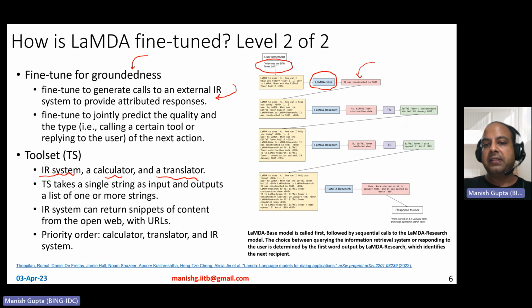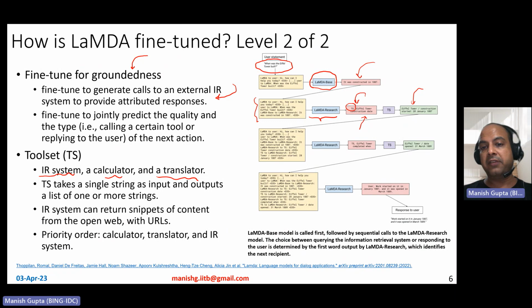Now, this response is concatenated to the context and all the other inputs that are provided to LaMDA base, and then a LaMDA research model could either directly give out the result to the user if it is very confident of the result, or it can call some tool in the tool set. In this case, an information retrieval engine makes more sense. So it frames a query, Eiffel Tower construction date, and then queries the search engine or information retrieval system, broadly called the TS tool set, to get an answer: Eiffel Tower construction started 28 January 1887.